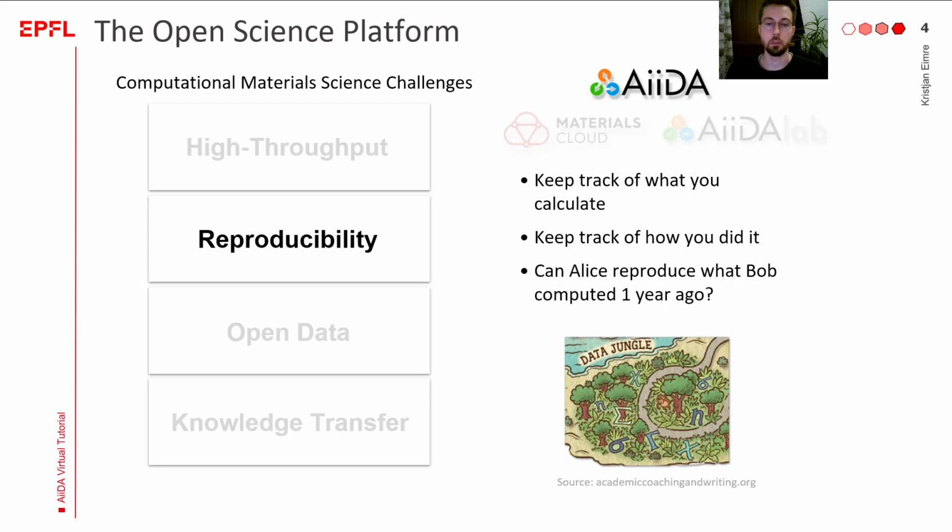Second challenge is reproducibility. Keep track of what you calculated, how you calculated, and how this could be reproduced. For example, let's say a postdoc Alice wants to reproduce what Bob did 1 year ago, or this could also apply to yourself, what you did in the past, or to a collaborator from a different group. So again, AiiDA solves this challenge.